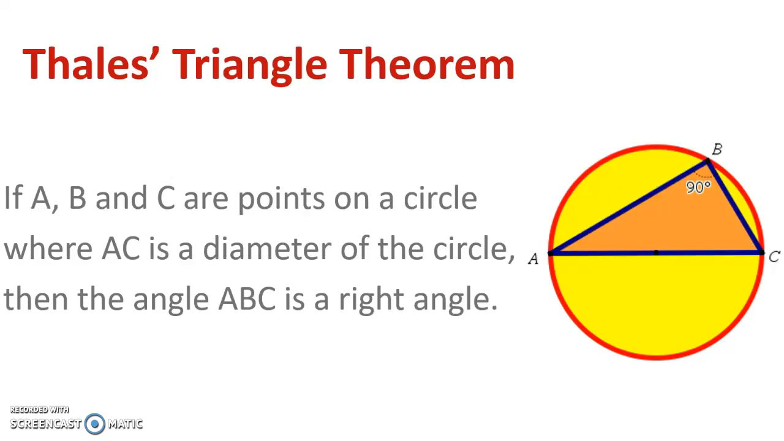Hi, today we'll be exploring the Thales triangle theorem. What does this theorem exactly state? It says that if A, B, and C are points on a circle where AC is the diameter of the circle, then the angle ABC is always a right angle. We'll look at that with an animation in GeoGebra to prove that theorem.